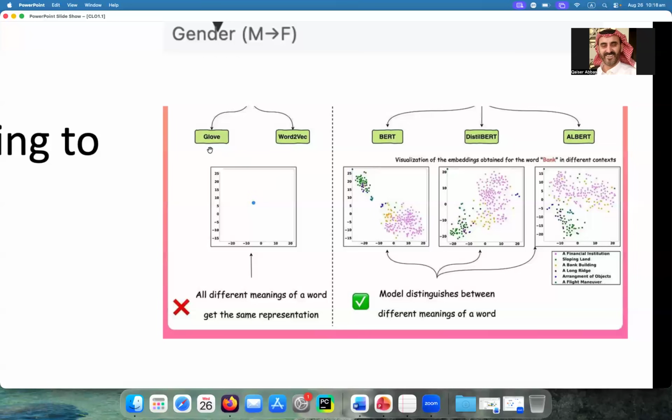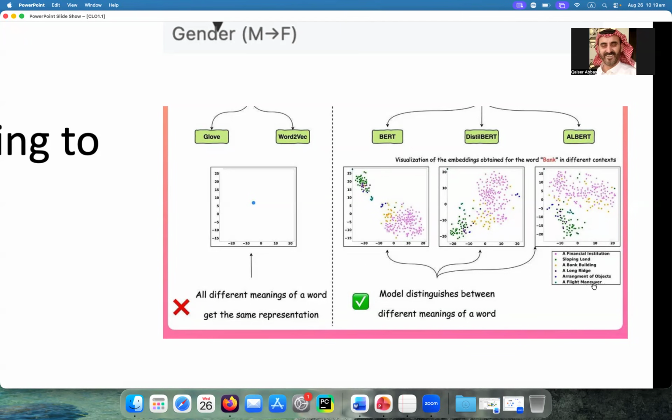So now you can say these old models, GloVe, Word2Vec, FastText, cannot distinguish between the different meanings of the same word. But these new models can differentiate like humans. For example, this is the example of a bank. The word is bank. Bank can be a financial institution, sloping land, like on the bank of a river, a bank building, a long ridge.